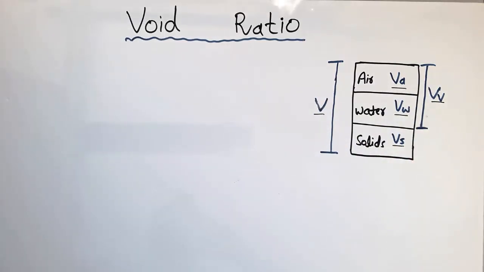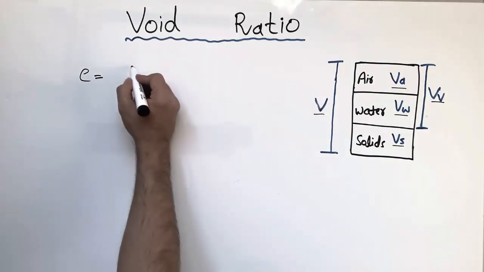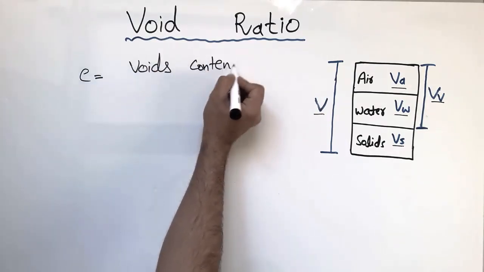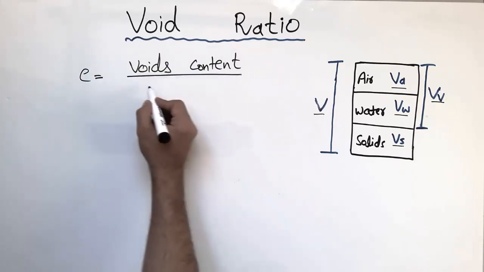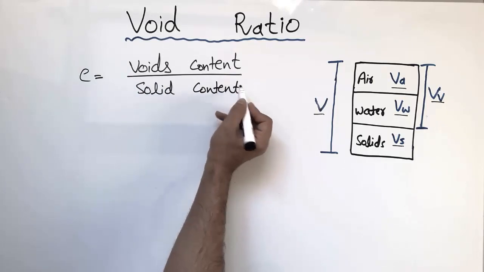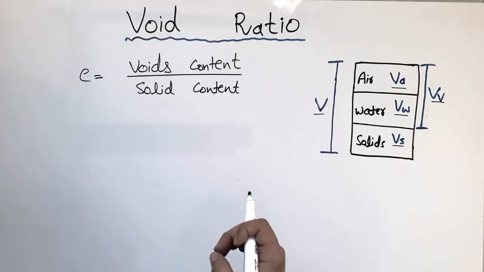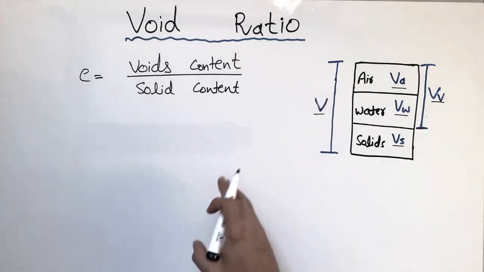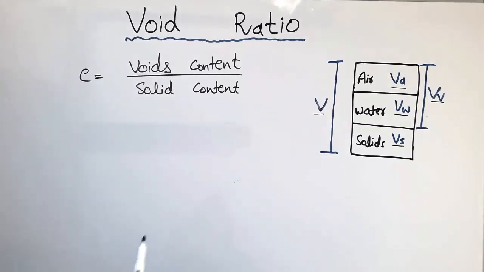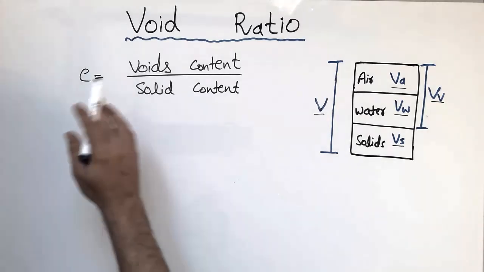So to define the void ratio, I can write it here. The void ratio is equal to the ratio of the voids content, that is how much void content is present, to the solids content. It is very important to know about the void ratio, because it shows a property of the soil: if your soil has a high void ratio, it means that this soil is loose and it needs compaction. Otherwise this soil may settle down and the structure can collapse because of this high void ratio. So it's important to know the void ratio concept.